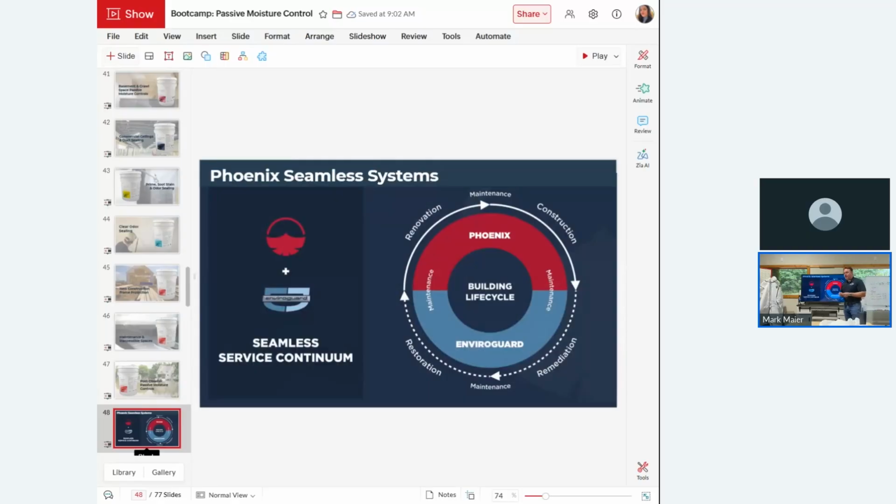Okay, so this is where we want to bring in Phoenix products. This is a brand of ours that started as a roofing brand. And if you look at this, these are just the regular things that are going on in a building's life cycle. You've got maintenance going on all the time. Perhaps you start with renovations, and then there's maintenance involved, and then construction, and remediation might be required, and then more maintenance, and then there are restoration needs and things like that. Phoenix will allow us, with EnviroGuard, to capture all of that business together. So we're not just talking about roof coatings anymore.